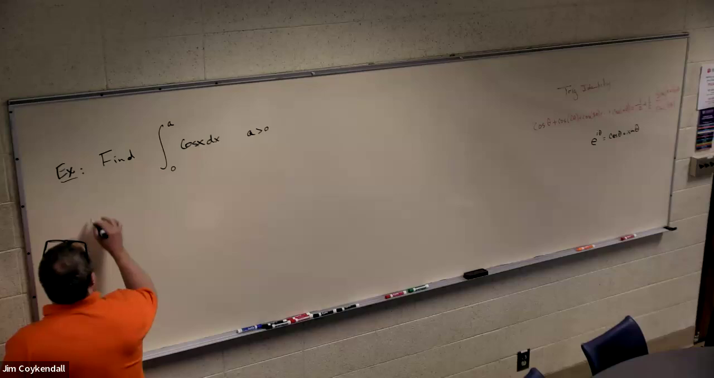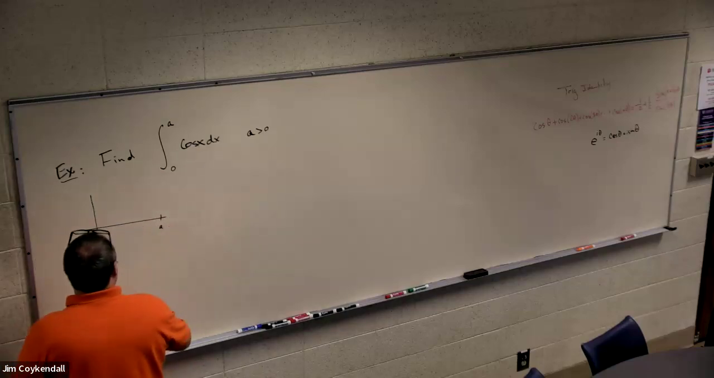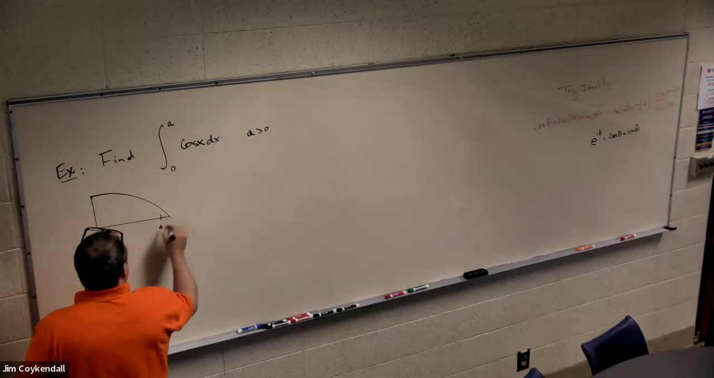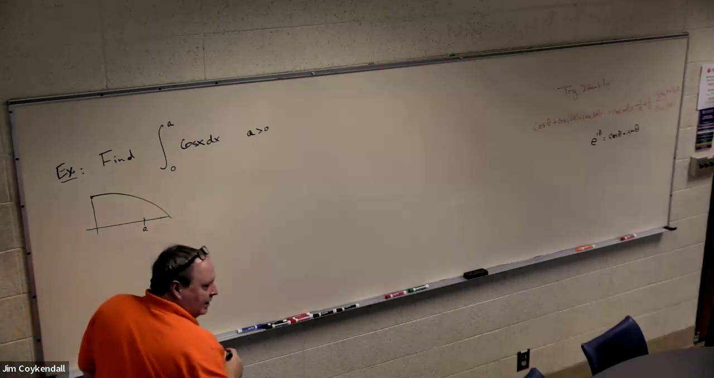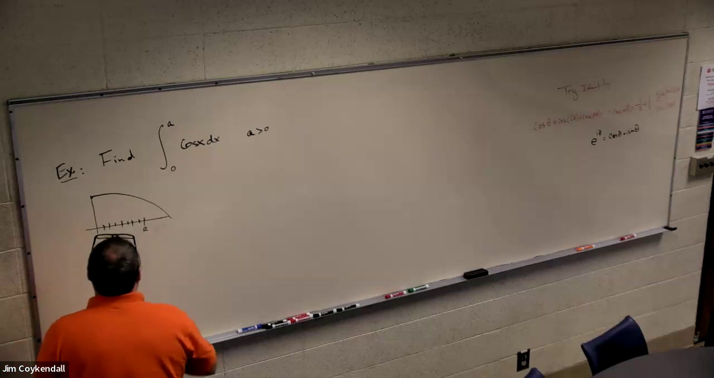Okay, so I want to work this definite integral out. And this is why I made A positive, so we can kind of picture it. We have cosine theta going like this. Here, what am I going to do? I'm going to break this interval up into a whole bunch of little boxes.